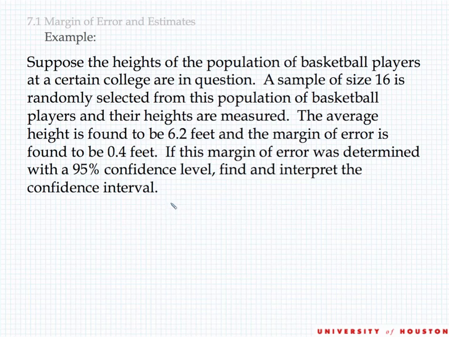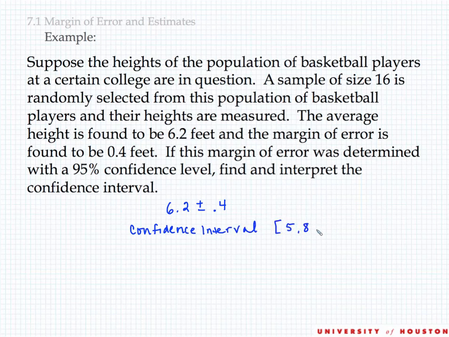We take our sample statistic, 6.2, and we will add and subtract our margin of error. That gives us a confidence interval of values from 5.8 to 6.6. How we would interpret it is we would say that we are 95% confident that the true mean height of all basketball players is between 5.8 and 6.6 feet.